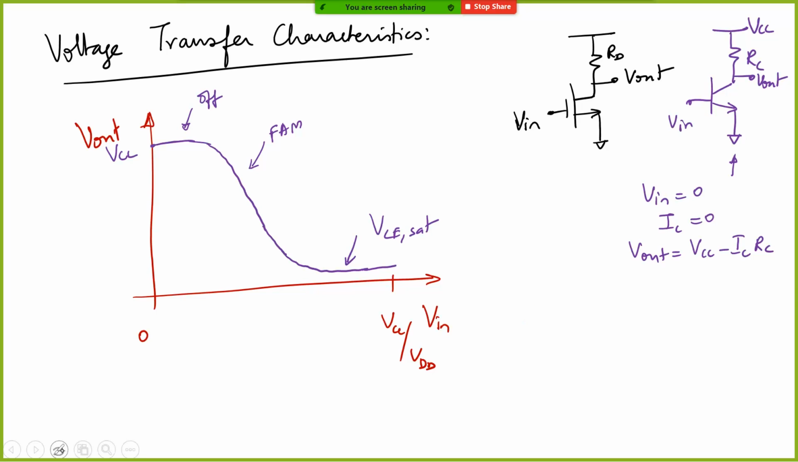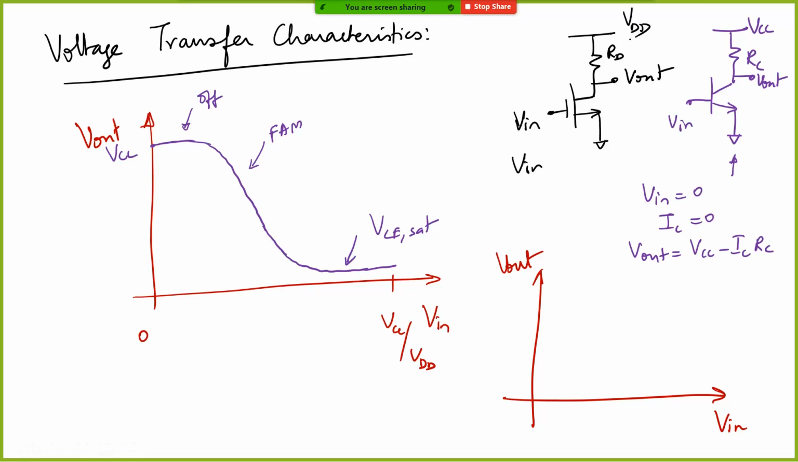So let me draw it again. Let's say this is Vin, this is Vout. Now this is for MOSFETs. So for the MOSFET, when Vin is 0, and let's say this is VDD, what will be the output? It will be VDD.